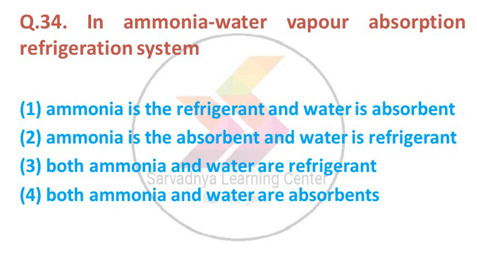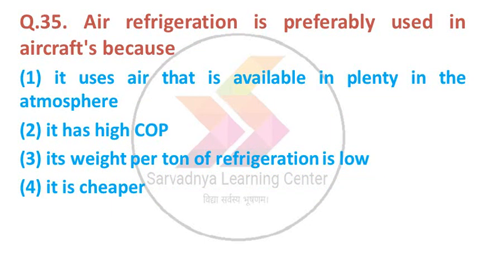Next question. In an ammonia-water vapor absorption refrigeration system: first, ammonia is the refrigerant and water is the absorbent; second, ammonia is the absorbent and water is the refrigerant; third, both ammonia and water are refrigerants; 4, both ammonia and water are absorbents. The correct answer is option number 1, ammonia is a refrigerant and water is an absorbent. Next question. Air refrigeration is preferably used in aircraft because: option 1, it uses air that is available in plenty in the atmosphere; second, it has high COP; third, its weight per ton of refrigeration is low; 4, it is cheaper. The correct answer is option number 3, its weight per ton of refrigeration is low.